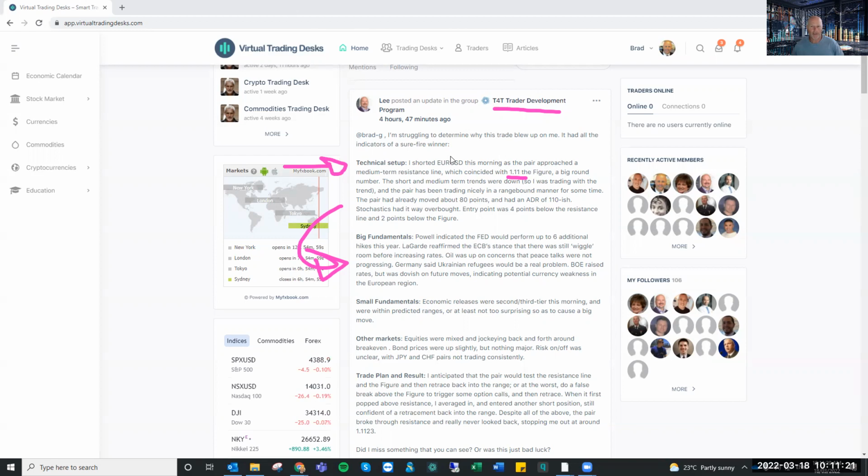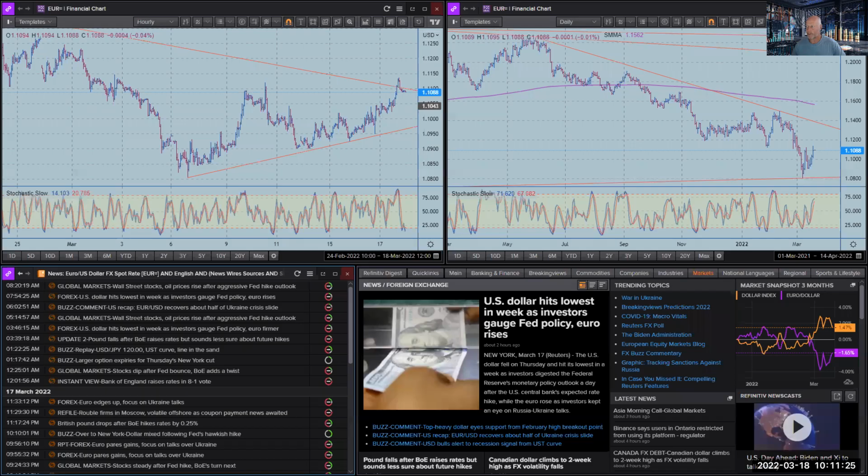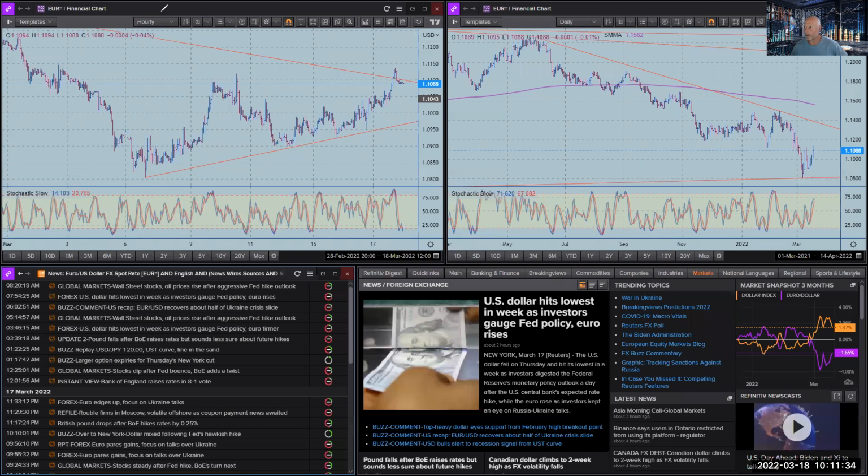Now, let me just go through the technical aspect. There's one key fundamental issue with the whole situation, which is the root cause of why this didn't stop. I'll come into that as well. But just looking technically, right? So I've got the euro hourly and daily charts here. Get a really good perspective.